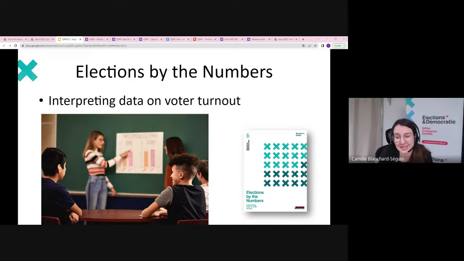Now up next is Elections by the Numbers, in which students are interpreting data on voter turnout. So they're looking at different age groups and their representation at the polls, and try to see what is different for the youth in turning up at the polls. And then they represent that data through infographics. So we've got some math and some language skills in there as well.